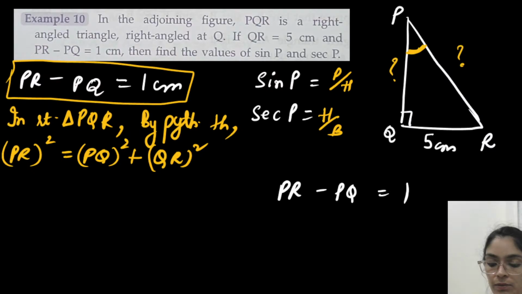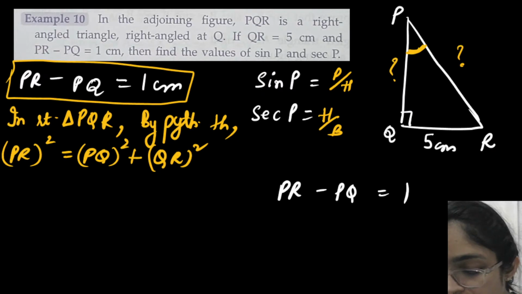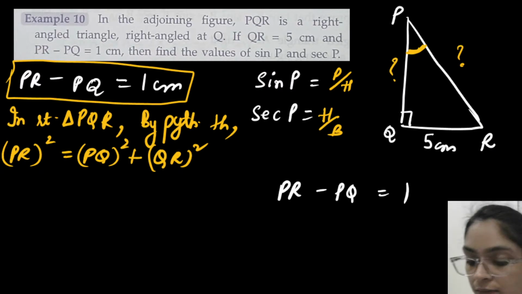Yes, 5, 12, 13 are the sides. Let's see. Because these are subjective type of questions, we have to work out and check. So directly we can't do it. Let's see if 5, 12 and 13 as the answer given is correct.